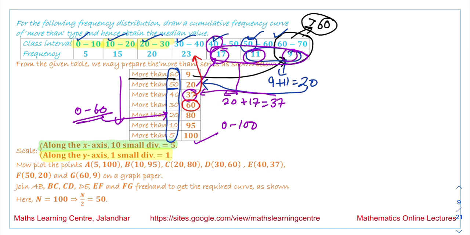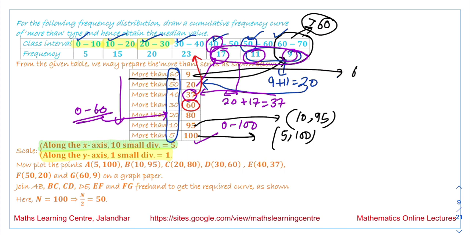Now we have to mark the points. The points we have to mark are 5, 100. Next it is 10, 95. These all points we have to mark. The last point that we have to mark is 60, 9. Now we move on to our ogive. On the x-axis we have marked the points 5, 10, 15, 20, 25 up to 60. On the y-axis we have marked the points 0, 10, 20, 30, 40, 50, 60, so on up to 100.